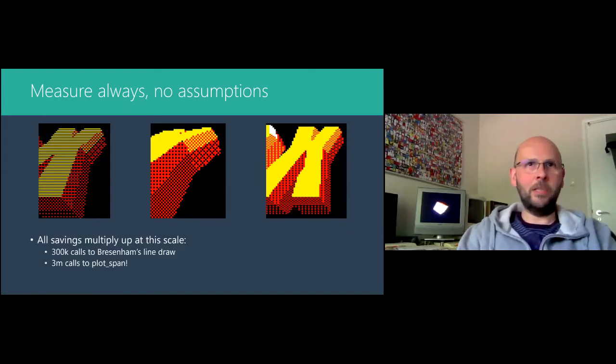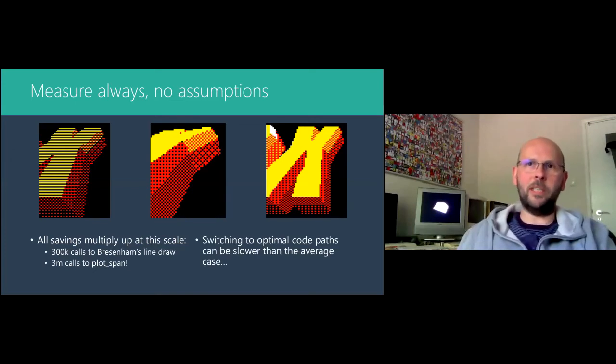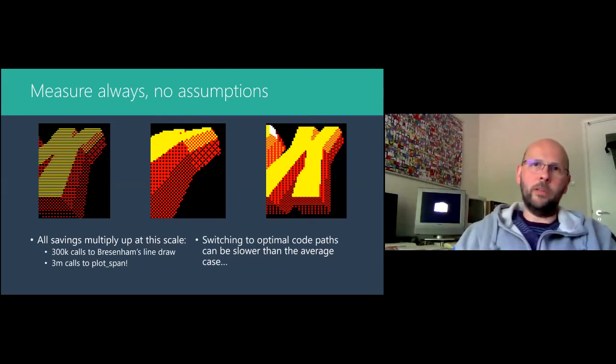And the nice thing here is that, at this scale, just saving a single cycle in the plot span routine, because it's called 3 million times across the entire sequence, saves 75 vsyncs. So that's 1.5 seconds saved across the entire sequence from saving a single cycle of assembler. What was also quite surprising, and why we had to test, is that you'd think you could come up with different code paths for different optimal situations on screen, but quite often, because you're calling these functions so frequently, the amount of time it takes to detect that different code path and jump to it is actually slower than just having an average case routine instead.